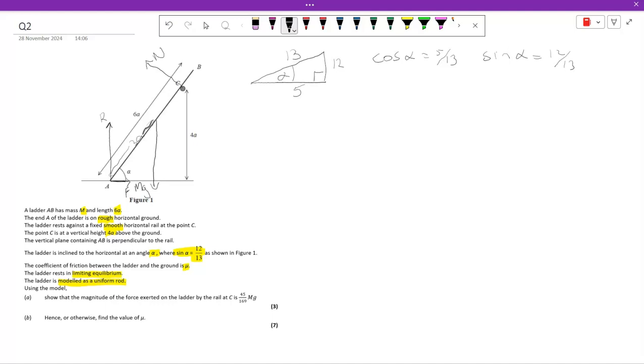And we also know that the coefficient of friction is mu, and it's in limiting equilibrium. If it's in limiting equilibrium, then we know friction is at its maximum, so F is equal to mu R. And it's modeled as a uniform rod. Okay, so good. Let's resolve. Now notice that you've got R and F and MG, which are in the vertical and horizontal planes, so we should resolve vertically and horizontally in this case.